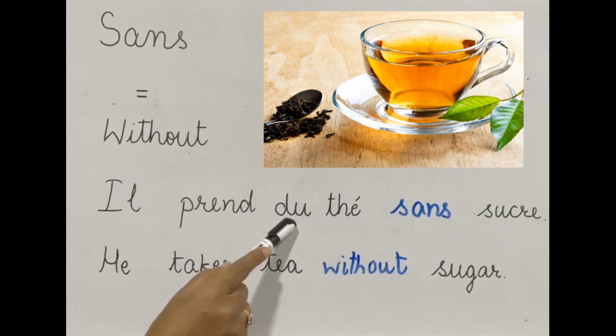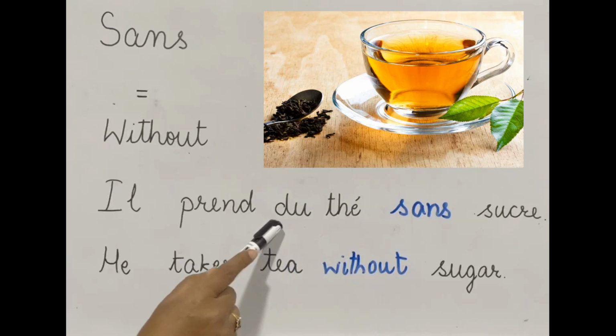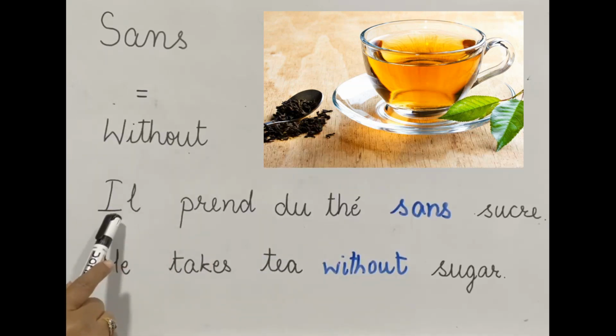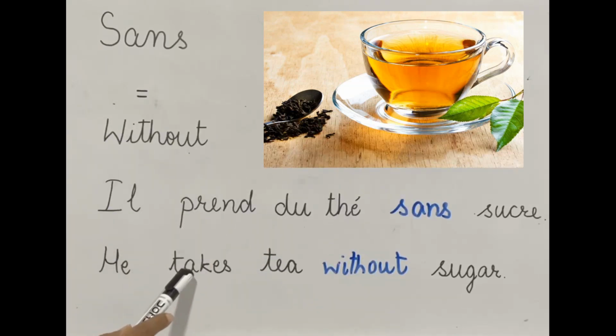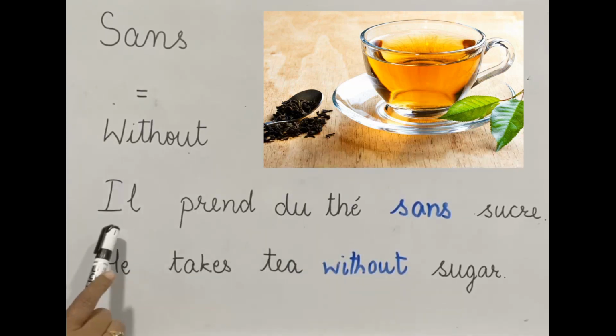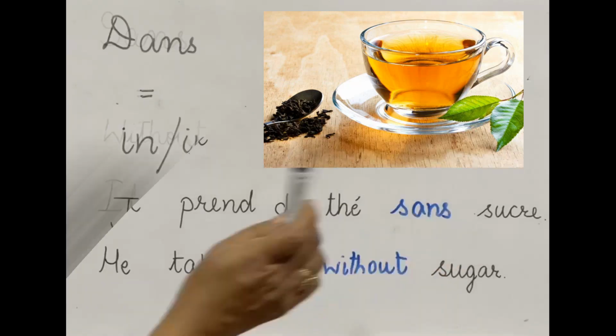This du here is article partitive, and for this you can refer to the video lesson on article partitive. So this means he takes tea. Thé is tea. He takes tea without sugar. Il prend du thé sans sucre.